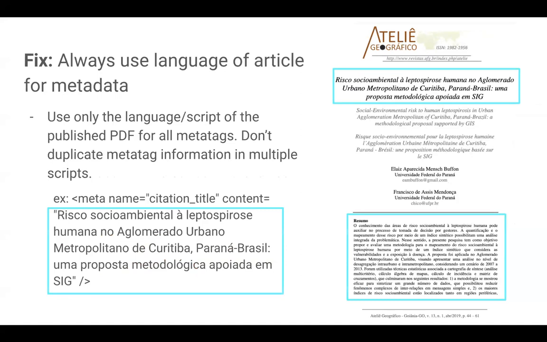So the fix for both of these language issues is to always use the language of the full text in the PDF as a guide for the language to use when you're entering the metadata for a publication. So this would be both the language and the script that you use, depending on where you're publishing. Don't duplicate this information in different languages or scripts within a single field. Keep one version of that information in the language of the article.